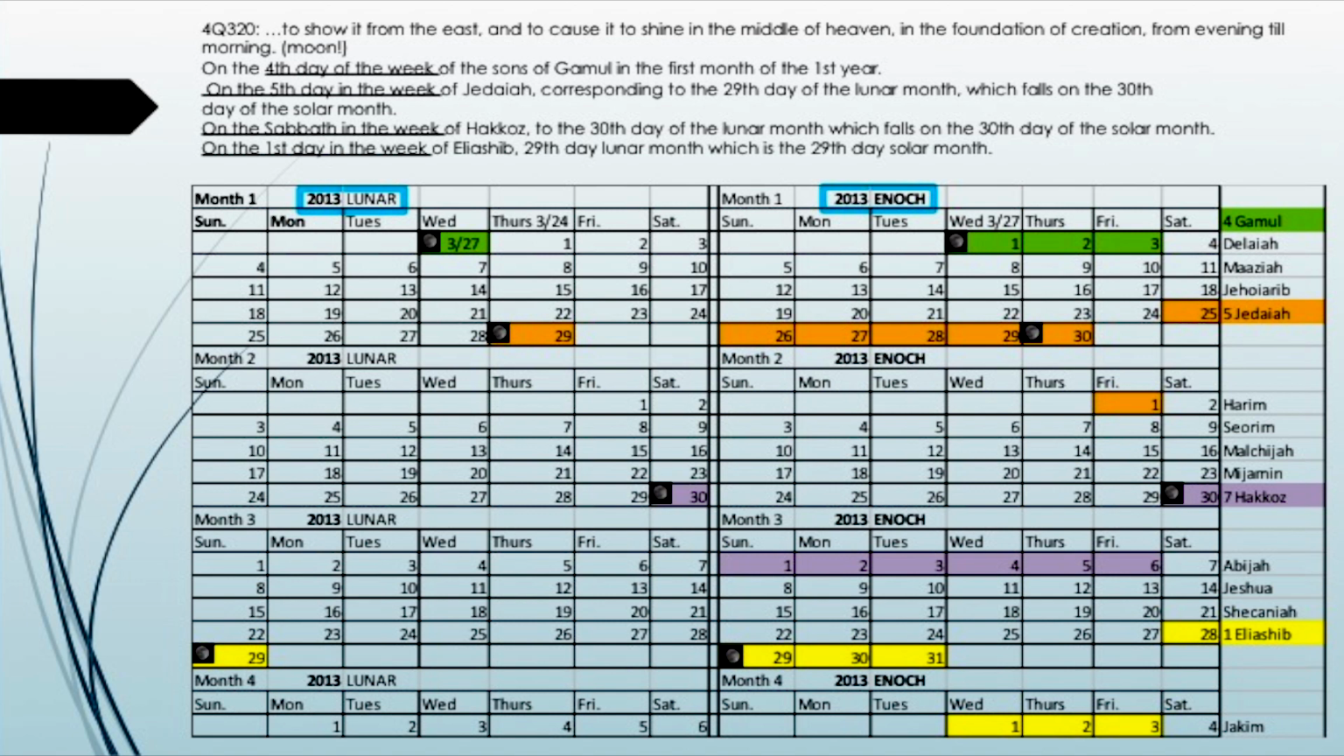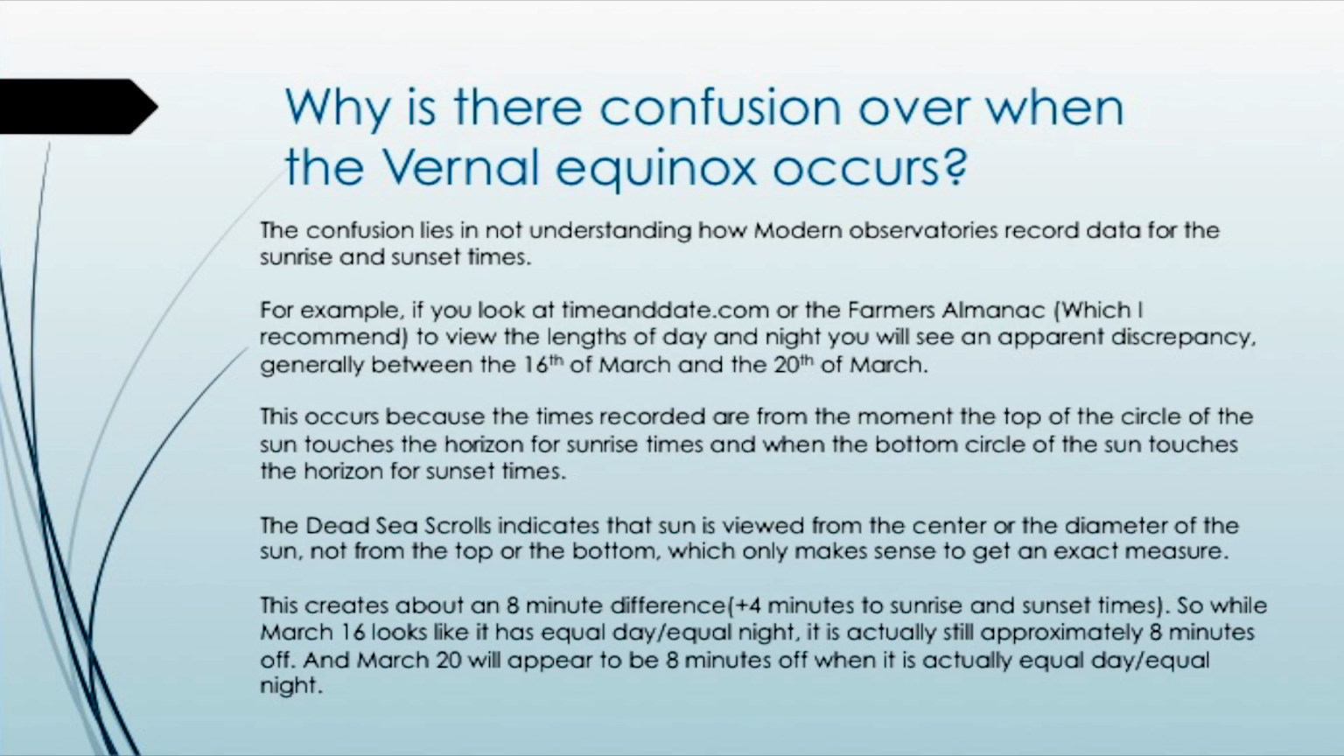Now, there's another question that I get frequently. Why is there confusion over when the vernal equinox actually occurs? The confusion lies in not understanding how modern day observatories record data for sunrise and sunset times. For example, if you look at timeanddate.com or the Farmer's Almanac, which I personally prefer, to view the lengths of day and night, you will see an apparent discrepancy, generally between the 16th of March and the 20th of March.